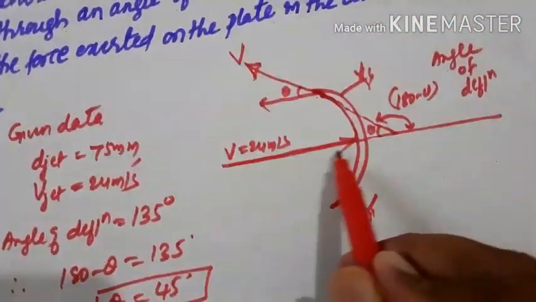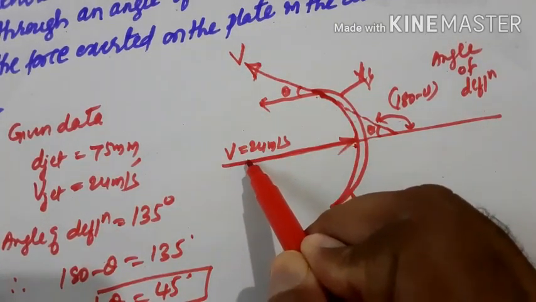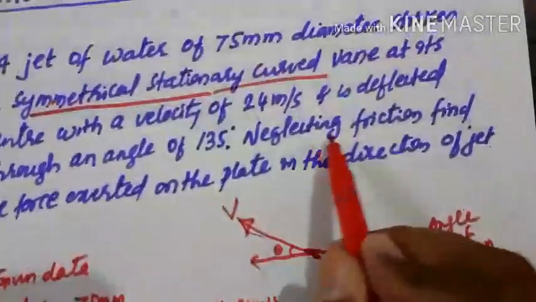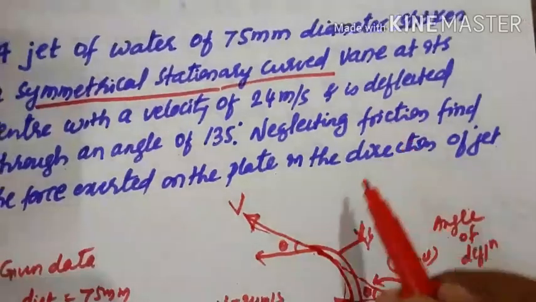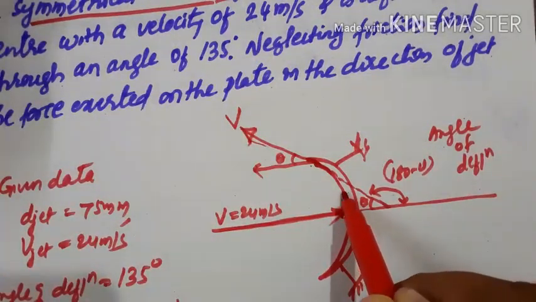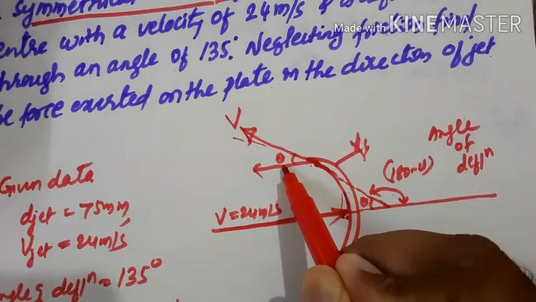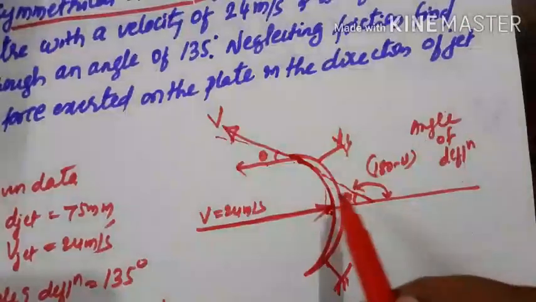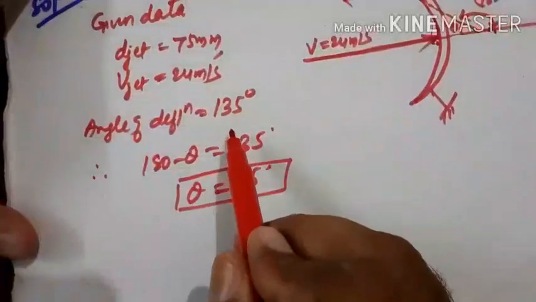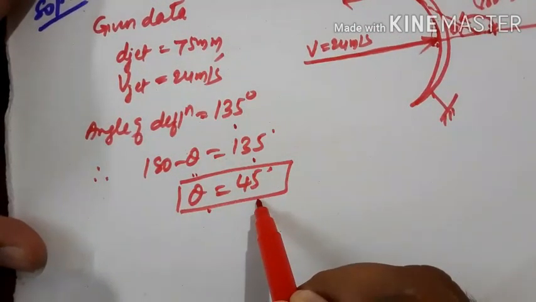Since the jet is striking at the center of the vane with a velocity of 24 meter per second, with the same velocity it will exit, because they have given neglecting the friction. So you have to neglect the friction, and whatever velocity with which the jet is striking, it will leave with the same velocity by making an angle of theta, and this theta can be calculated based on the deflection angle. The deflection angle is given as 135 degree, so 180 minus theta is 135, so theta will be 45 degree.